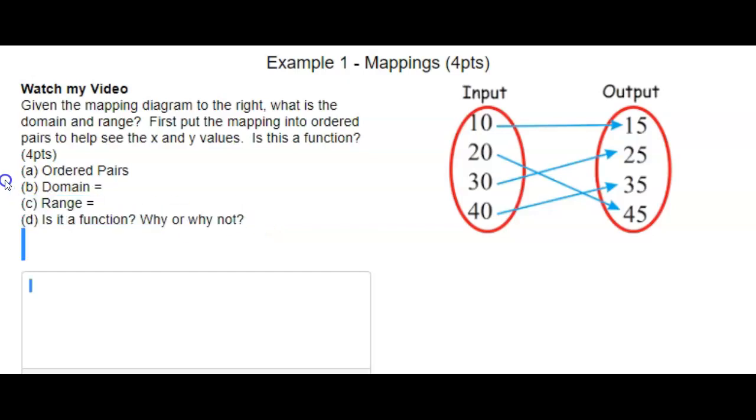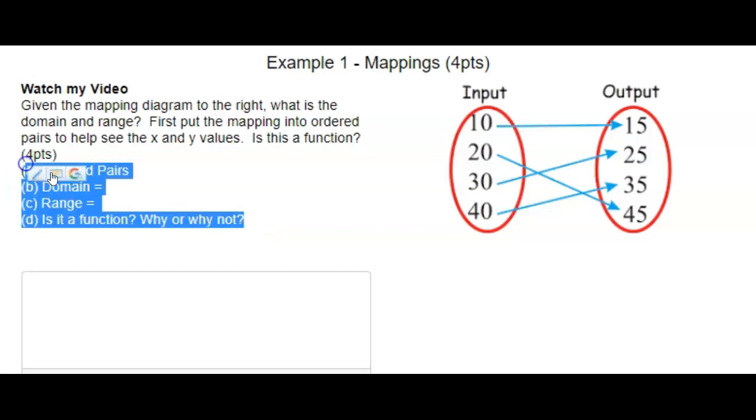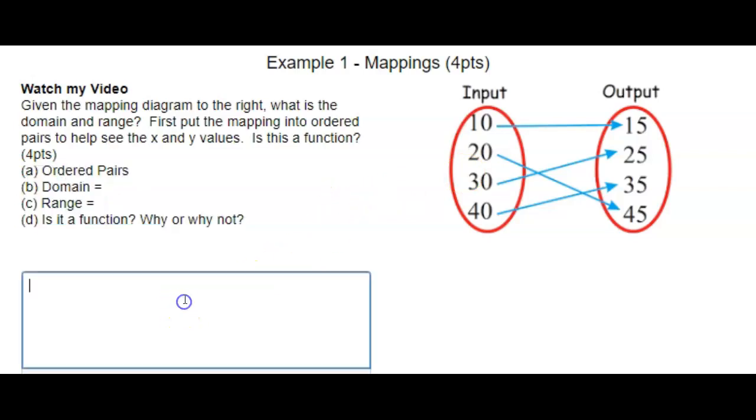Okay, so again, the first thing I'm going to do is cut and paste. I'm going to grab this, do Control C, and do Control V. So go here, and I'm going to think, what are my ordered pairs?